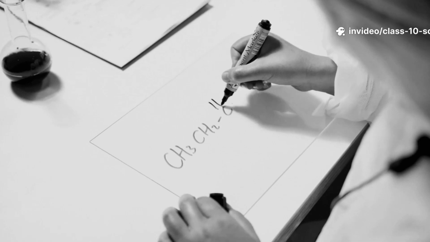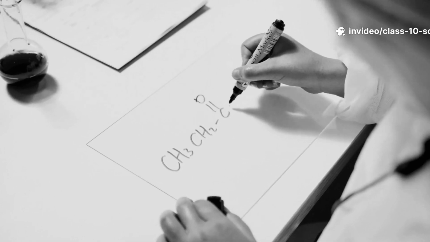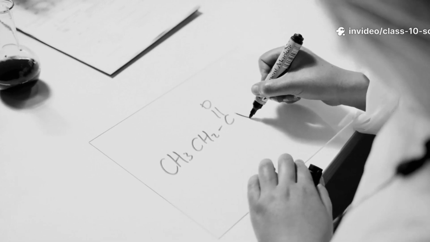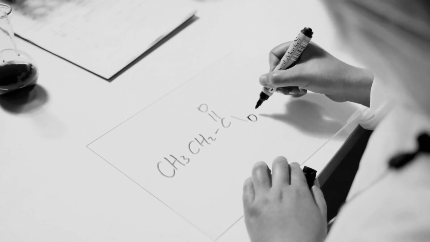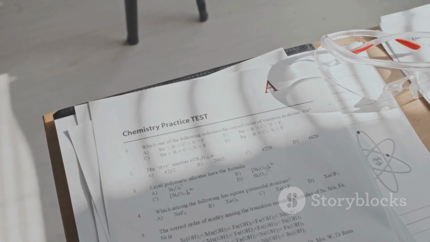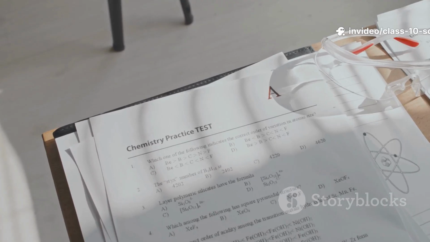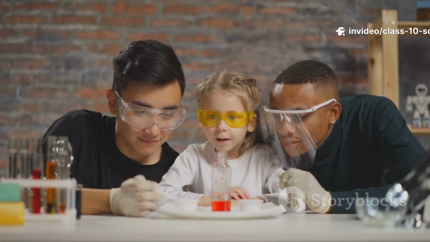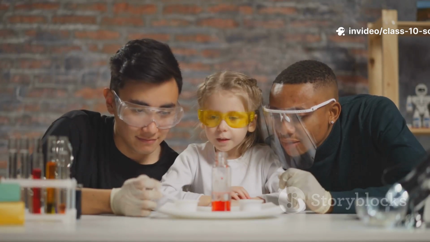Take H2 + O2 → H2O. To fix this, we use coefficients, 2H2 + O2 → 2H2O. Now, both sides are balanced. Balancing equations ensures our recipe is accurate. Next, let's explore the different types of reactions you'll encounter.